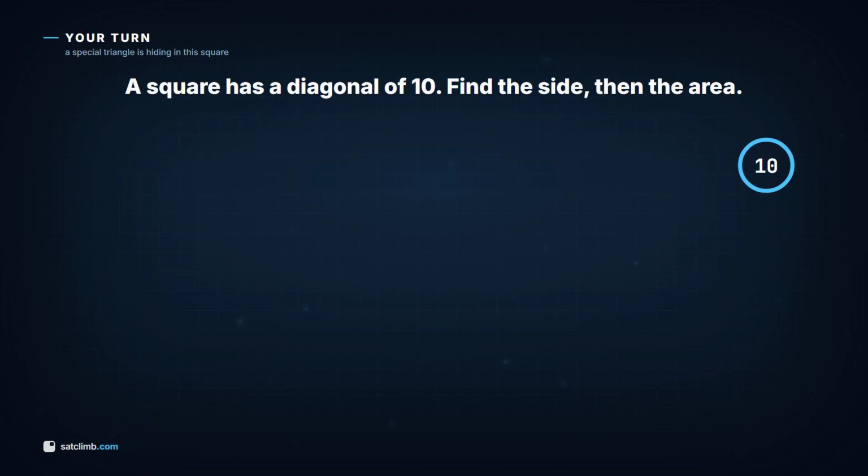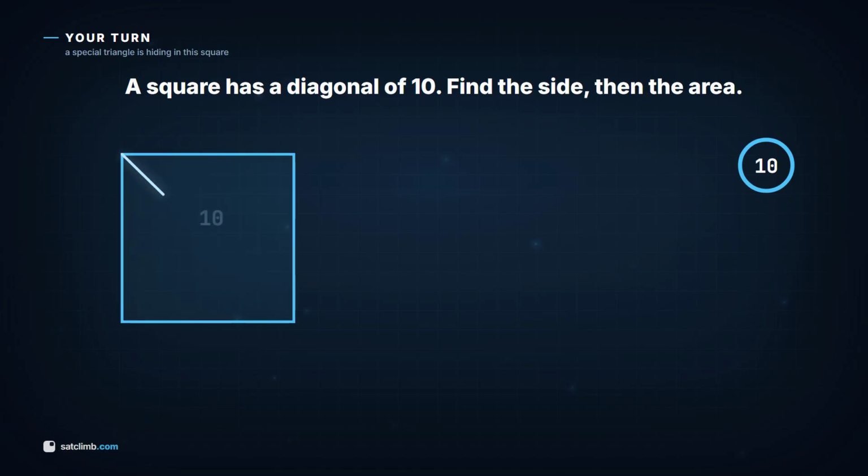Your turn, and this one hides a special triangle inside it. A square has a diagonal of length 10. Find the side length of the square, and then find its area. Pause the video here.